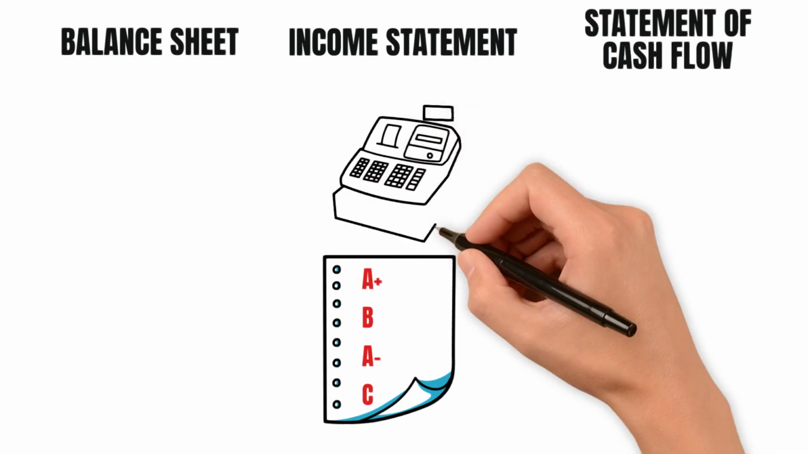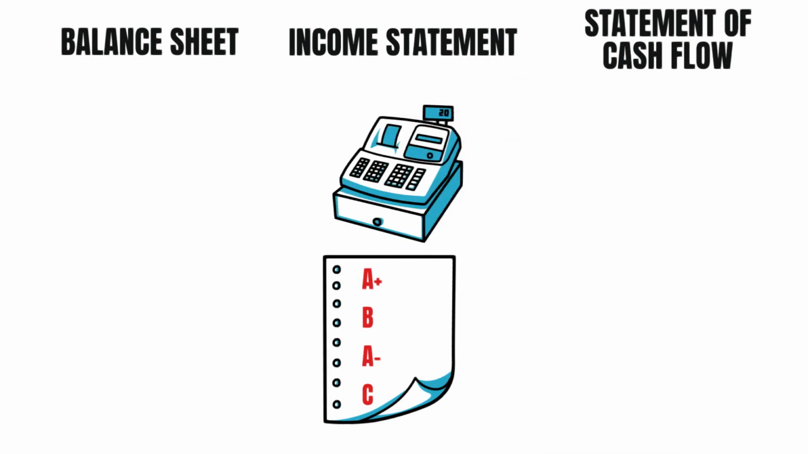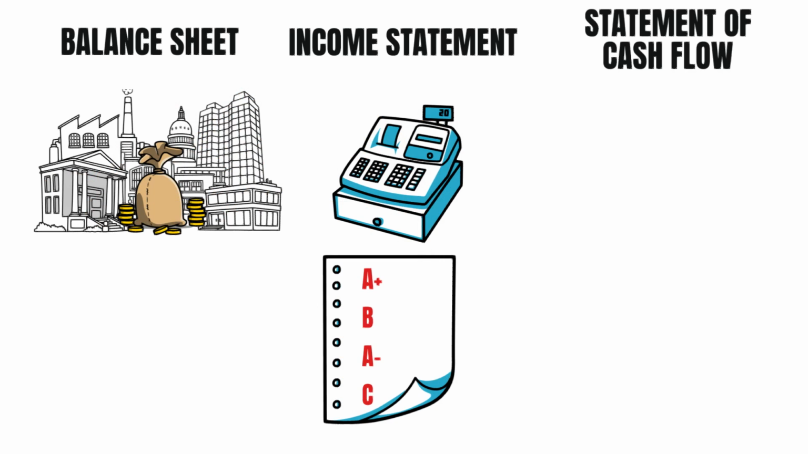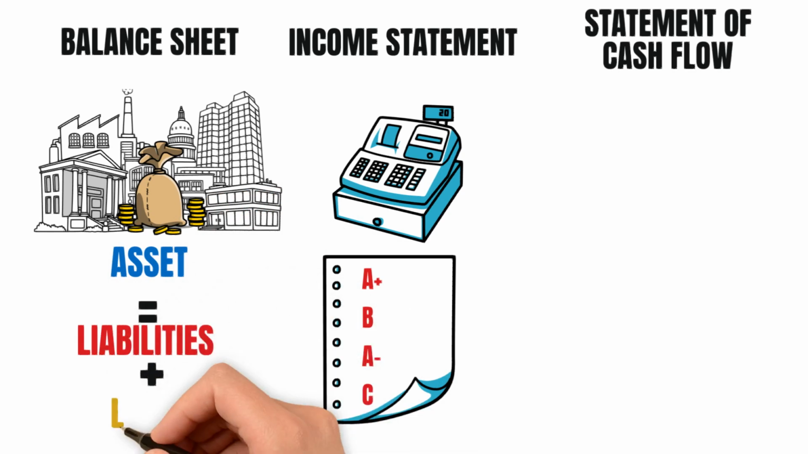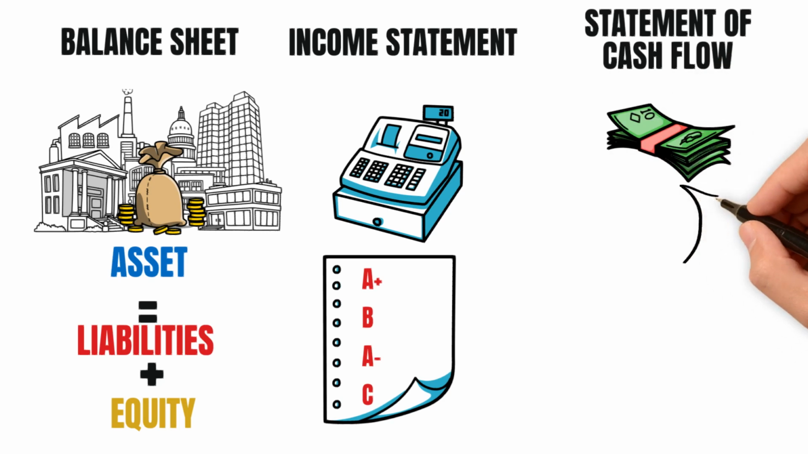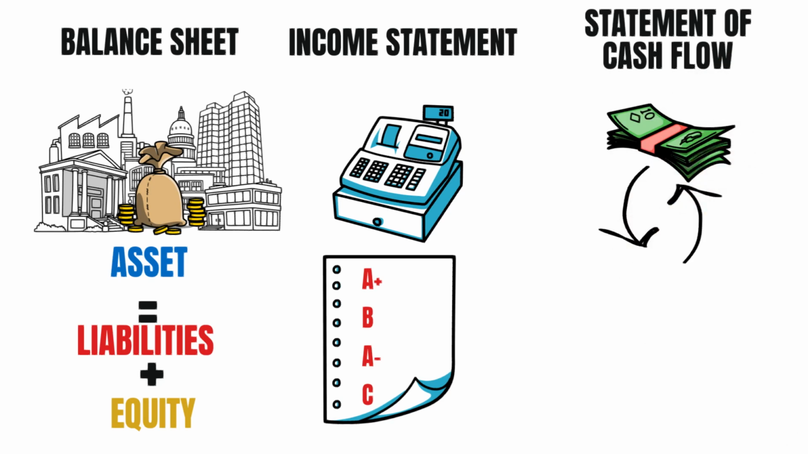The income statement gives you an idea of what the company is up to, with details about its sales, expenses, and earnings. Meanwhile, the balance sheet shows you what the company owns and owes to others, like debtors and shareholders. These are called assets, liabilities, and equity, respectively. The statement of cash flow tells you how money is moving in and out of the company, which is super important because making money is what business is all about.